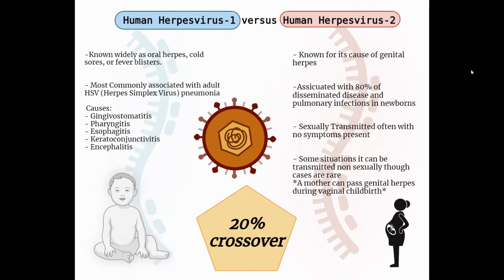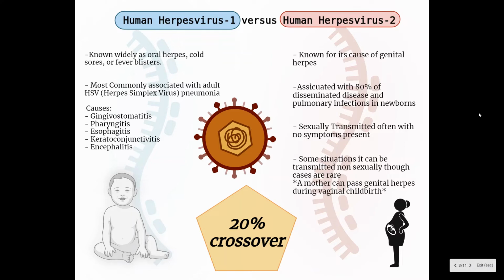For the human herpes virus 2, it's known for its cause of genital herpes. It is associated with 80% of disseminated disease and pulmonary infections in newborns. Sexually transmitted, it often presents with no symptoms. Some situations can be transmitted non-sexually, though the cases are rare. One of the cases could be that a mother can pass genital herpes during vaginal childbirth.